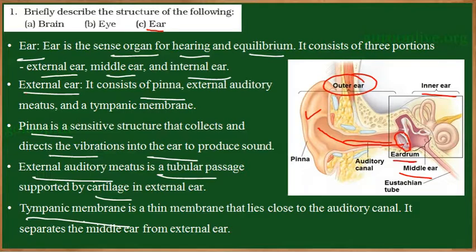The tympanic membrane is a thin membrane. So the eardrum is made up of a thin membrane that lies close to the auditory canal. It separates the middle ear from the external ear. So this is the middle ear and this is the external ear. So this region separates the middle ear from the external ear.